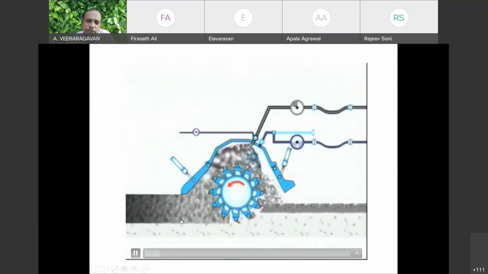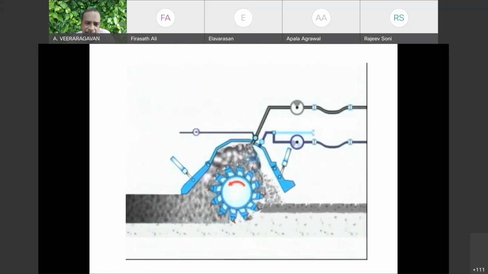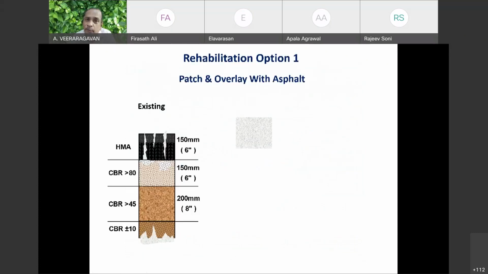We did this for the first time in 2011 in Chennai-Tada. I did the mix design. It's 10 years old, no failures, no distresses. The pavement is performing wonderfully well.